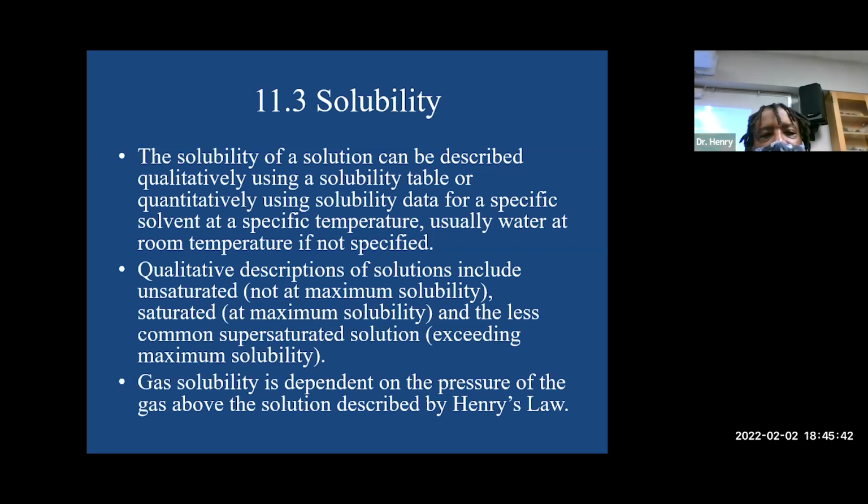Okay. So the solubility of a solution can be described qualitatively using the solubility tables like we talked about, those tables that you guys have. And it can also be defined quantitatively by using solubility data. In other words, we have to do experiments to determine how soluble things are. And again, there are tons and tons of tables that people have made over time.